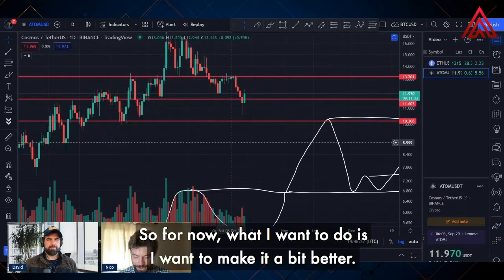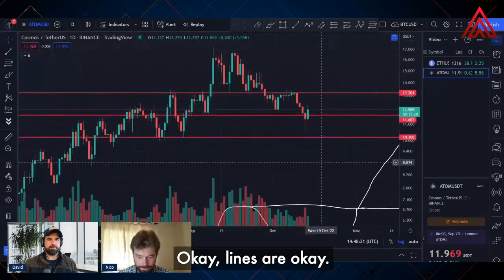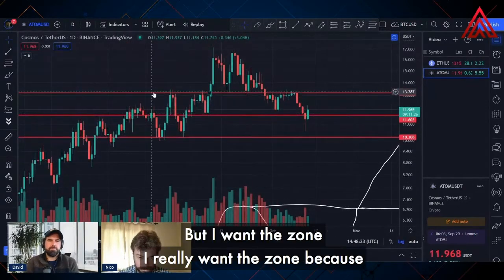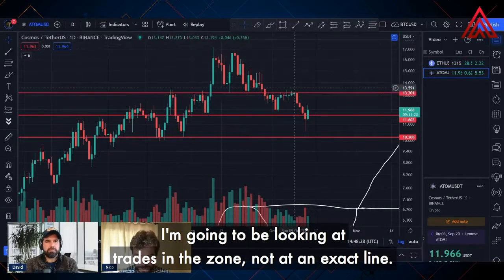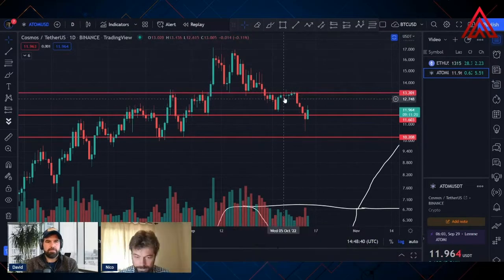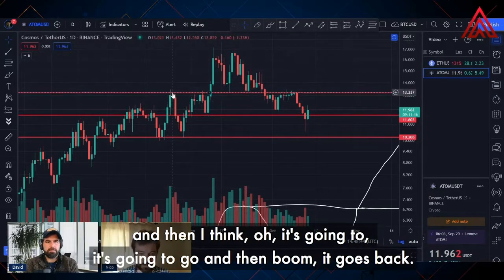So for now, what I want to do is make it a bit better. Lines are okay, but I really want a zone, because I'm going to be looking at trades in a zone, not at an exact line. With a line, I can have false signals. It can go above it, and then I think, oh, it's gonna go, and then boom, it goes back.